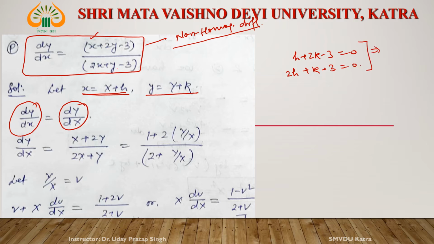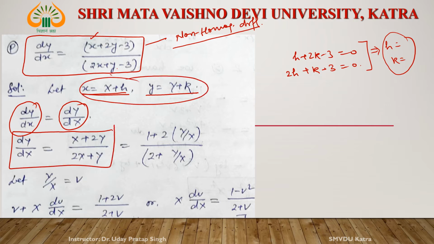Right? And solve this, find h and k. Now, this differential equation, after using this transformation, small x equal capital X plus h and small y equal capital Y plus k, equation 1 is converted into equation 2. Okay. This equation 2 is homogeneous.